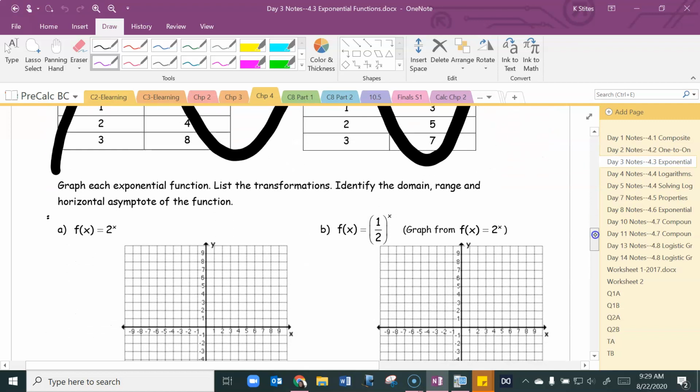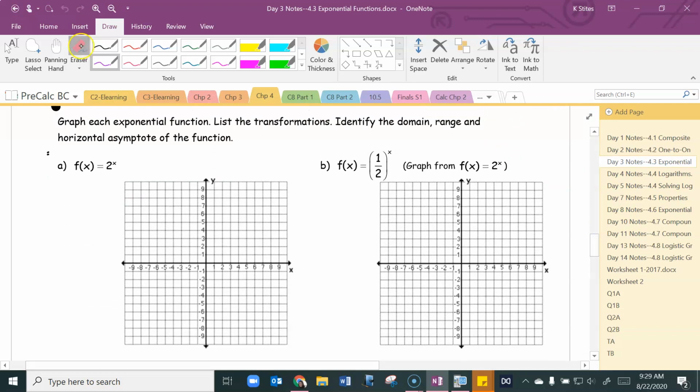We're going to skip this part. So we're going to go back to transformations. Transformations never go away. So we're going to graph each exponential function. We're going to list the transformations and then also identify the domain, range, and horizontal asymptote of the function. So this is just the parent function, 2 to the x. So there aren't actually any transformations for this guy.